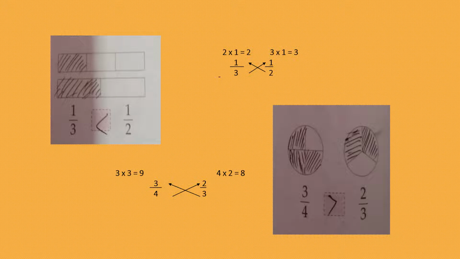The first fraction is 3/4. The number in the numerator is 3. So multiply it with the denominator of the second fraction, that is again 3. So 3 3s are 9. Now the second fraction, the numerator of the second fraction is 2, multiplied with the denominator of the first fraction, that is 4. So 4 2s are 8. Now in the first fraction you got 9 and in the second fraction you got 8. So 9 is greater than 8. That's why 3/4 is greater than 2/3. In this way we can find out which fraction is greater in unlike fractions.